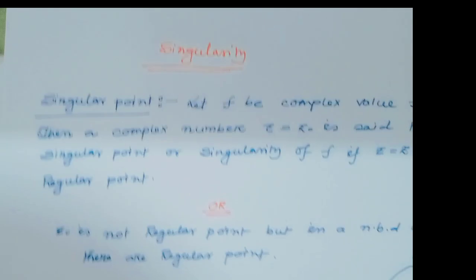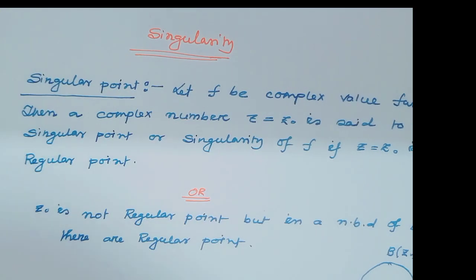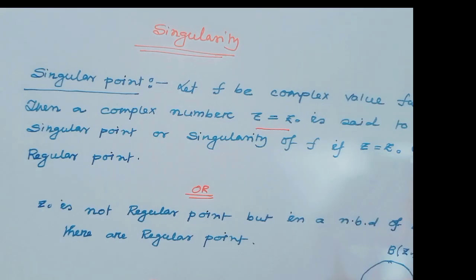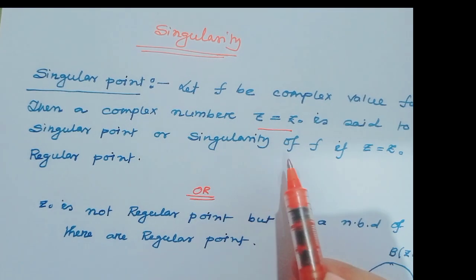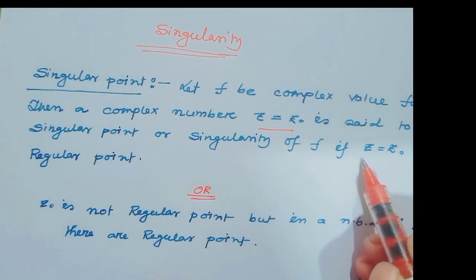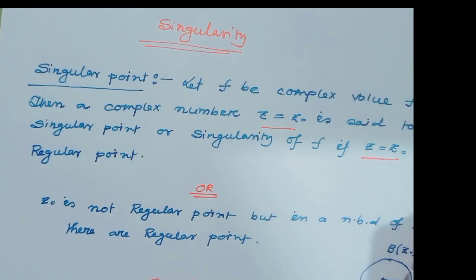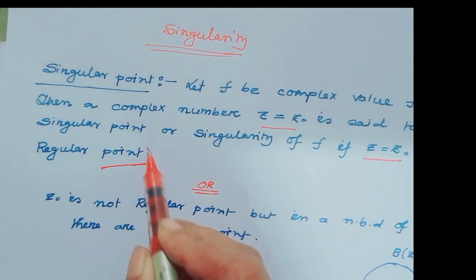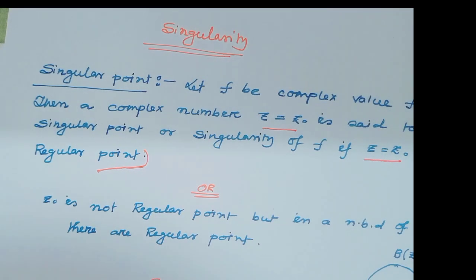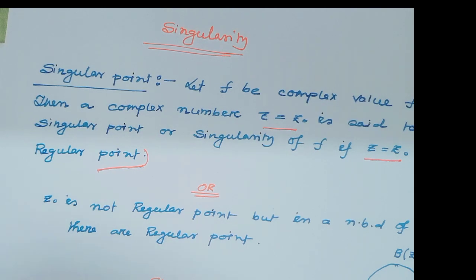Let f be a complex function. Then a complex number z equal to z naught is said to be a singular point or singularity of f if z equal to z naught is not a regular point. Regular point means at this point the function is analytic. If z equal to z naught is not a regular point, then z equal to z naught is called a singular point.